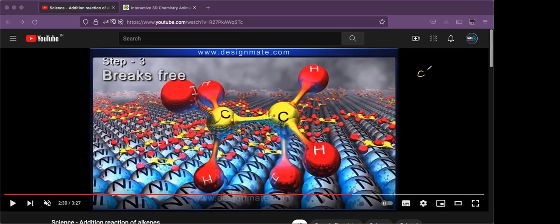So you have C double bond C and you have H single bond H. These two are reacting. Now this bond gets activated, this bond gets weaker, this bond gets broken, and then these electrons form a bond with each other. And that's how you get all single bonds with new hydrogen atoms attached.